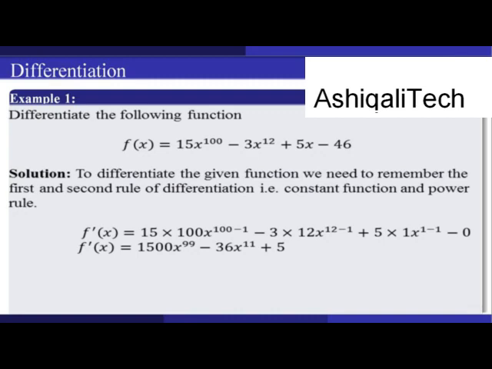and the power rule. So we get f prime of x is equal to 15 times 100 x power 100 minus 1, minus 3 times 12 x raised to the power 12 minus 1, plus 5 times 1 x raised to the power 1 minus 1, minus 0. That is, f prime of x is equal to 1500 x raised to the power 99 minus 36 x raised to the power 11 plus 5.